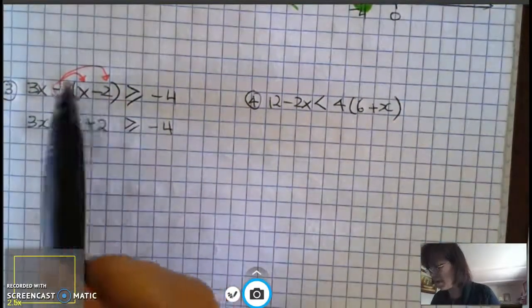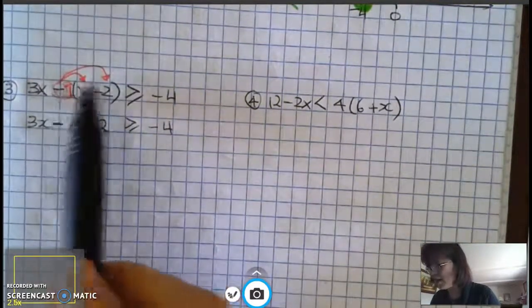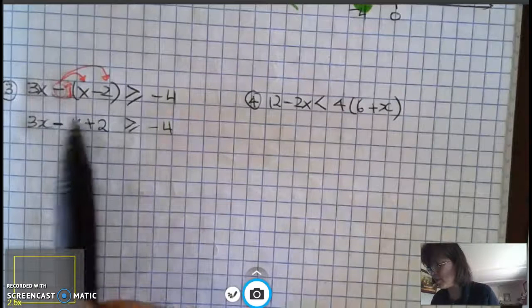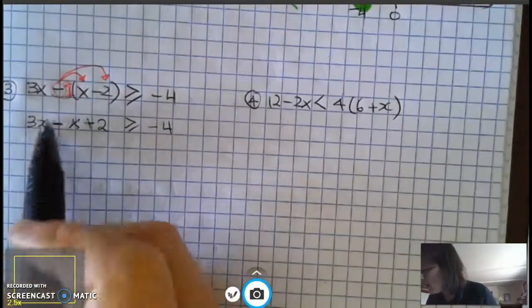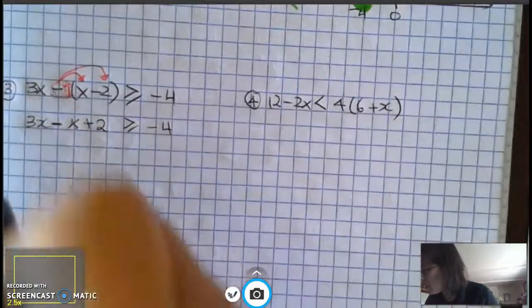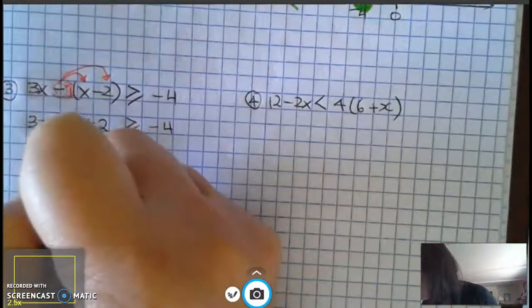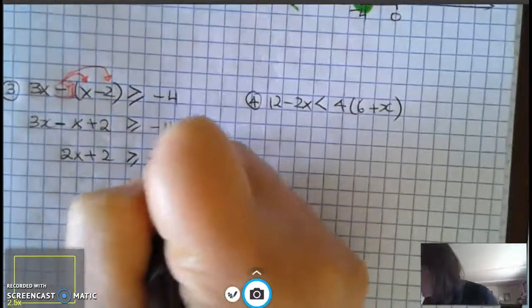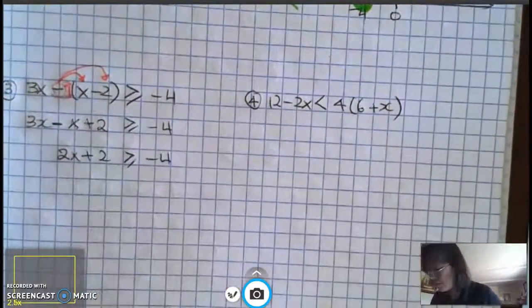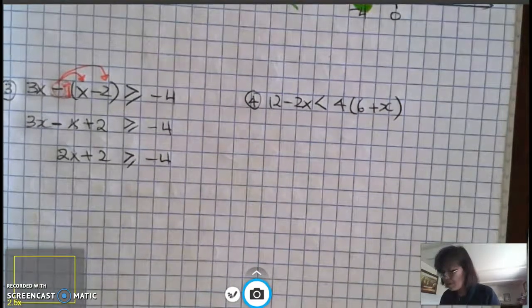So at this point, I've just distributed. I haven't done anything to both sides of the equal sign. Okay, so in this case, now I'm going to collect like terms. 3x minus x is just going to be 2x plus 2, negative 4.